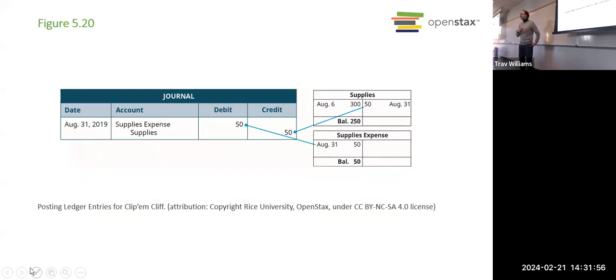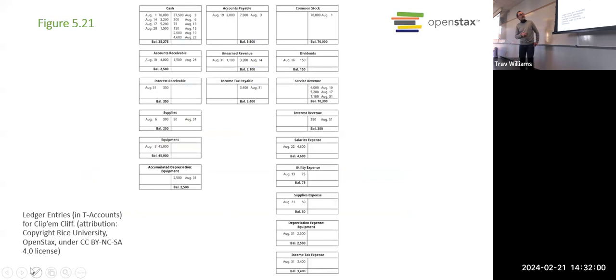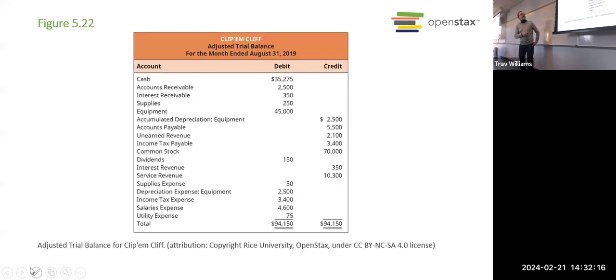All of those get transferred over to their individual accounts in the ledger. Now our updated ledger looks like this. I think we've added a couple accounts since the last time we looked. And we would now make the adjusted trial balance, right? Because we've made the adjustments. So we just take those balances, we make our adjusted trial balance, again, our debits equal our credits.